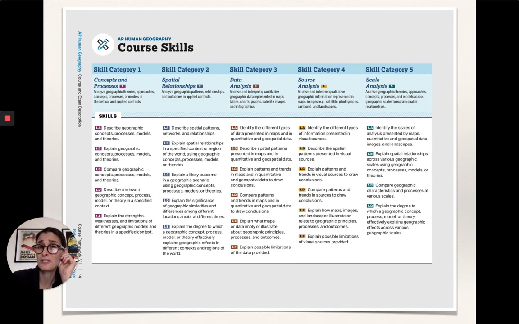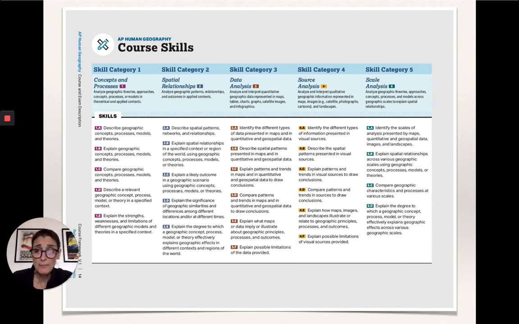All right, skill category 3, data analysis. We've done this a lot. Interpret quantitative geographic data represented in maps, tables, charts, graphs, satellite images, and infographics. Look at a graph and tell me what it is. What is the data, right? And I've said identify and define are not going to be on the test. But they might be, right?